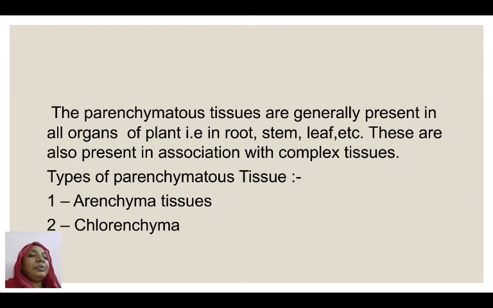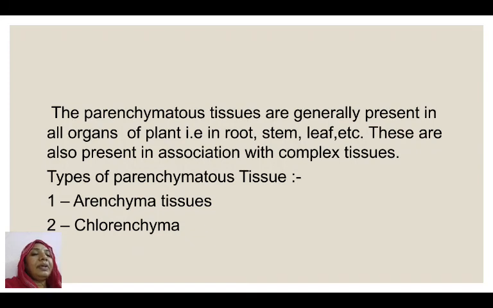There are two subtypes of parenchymatous tissues: aerenchymatous tissues and chlorenchymatous tissues. Aerenchyma means the tissue which has large intercellular spaces or which forms air cavities. Therefore, they are called aerenchymatous tissues. This type of tissue is generally present in hydrophytic plants. As we know, hydrophytic plants are present in water bodies. Therefore, those plants which grow in water are called hydrophytes.